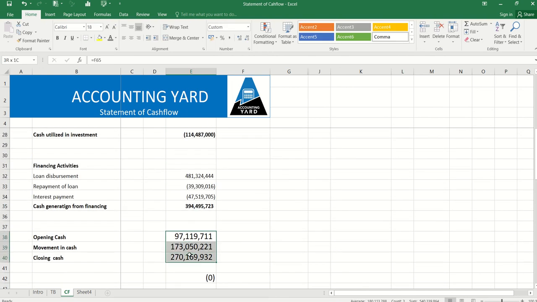So this is a simple approach of just explaining your cash flow in a simple way.